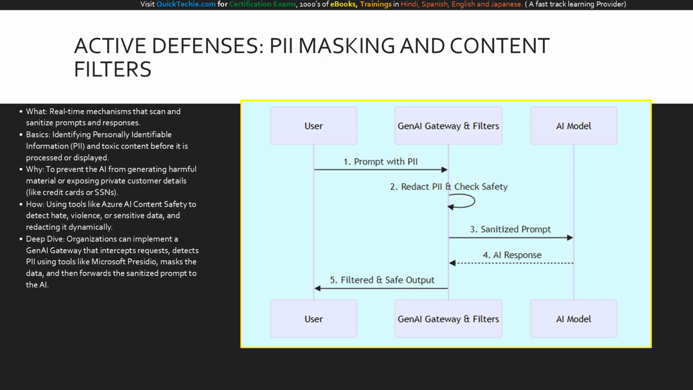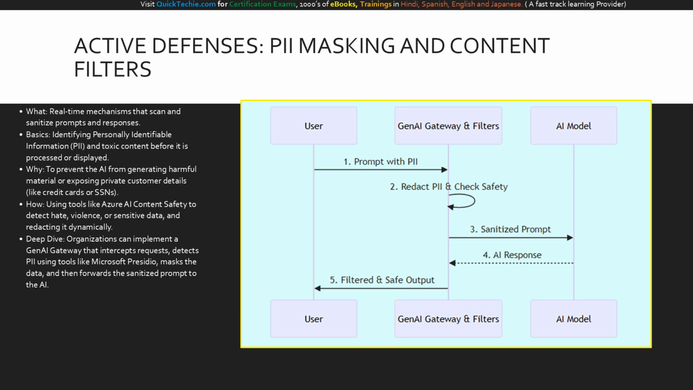Their basic function is to identify personally identifiable information, like social security numbers or toxic content, before the AI even finishes its thought. Why do we need this? To ensure we comply with global privacy laws and maintain a safe workspace. How it works is brilliant. Azure AI Content Safety sits in the middle, evaluating text on the fly.